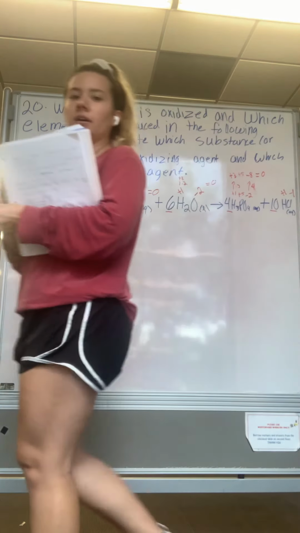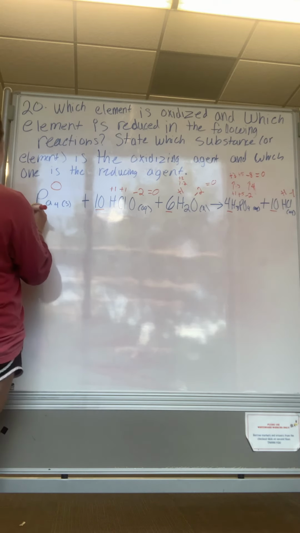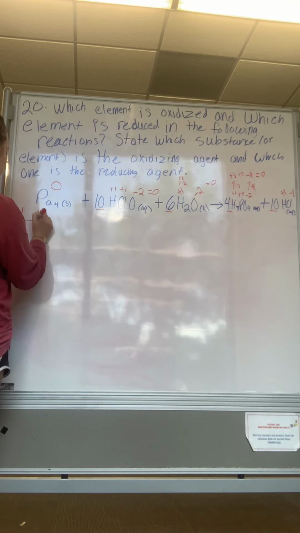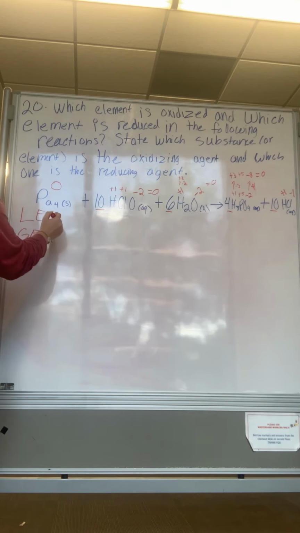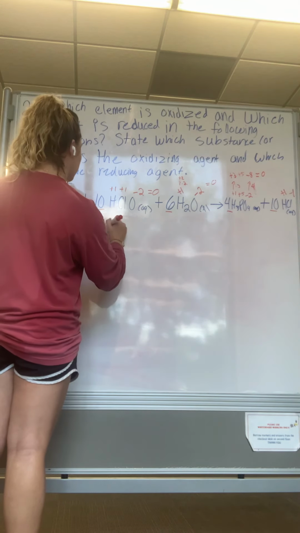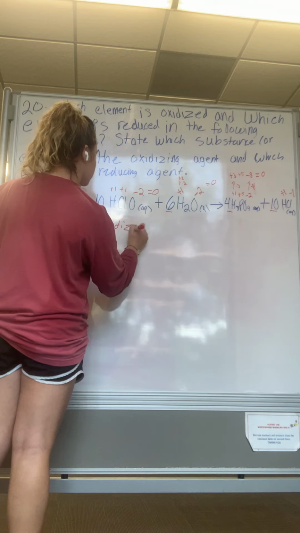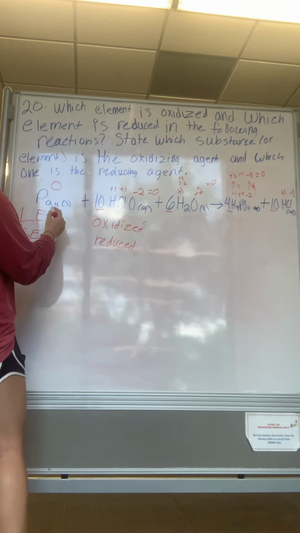Now that we have all of our oxidation numbers, we can figure out the question, which is asking which element is oxidized and which element is reduced. There's a little memory trick. Leo the lion says GER, so a loss of electrons is oxidation and a gain of electrons is a reduction. So we're going to write out oxidized and reduced.